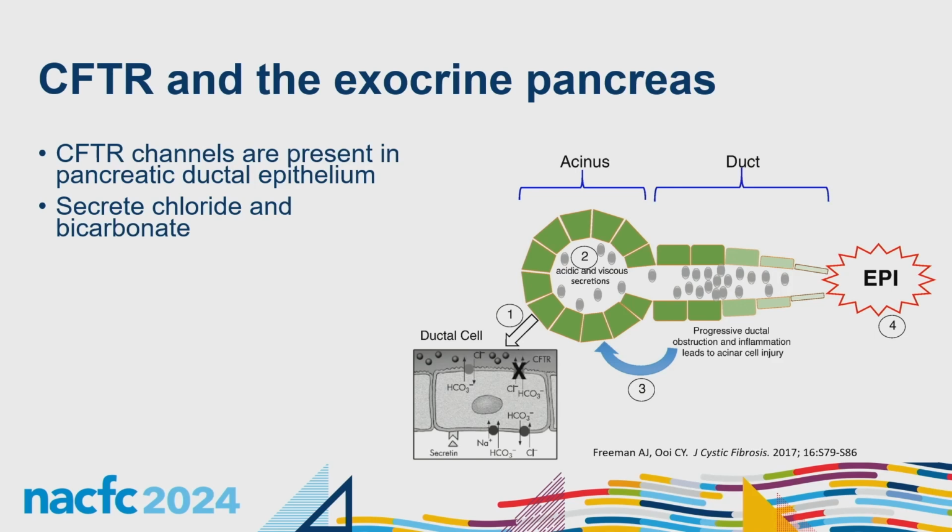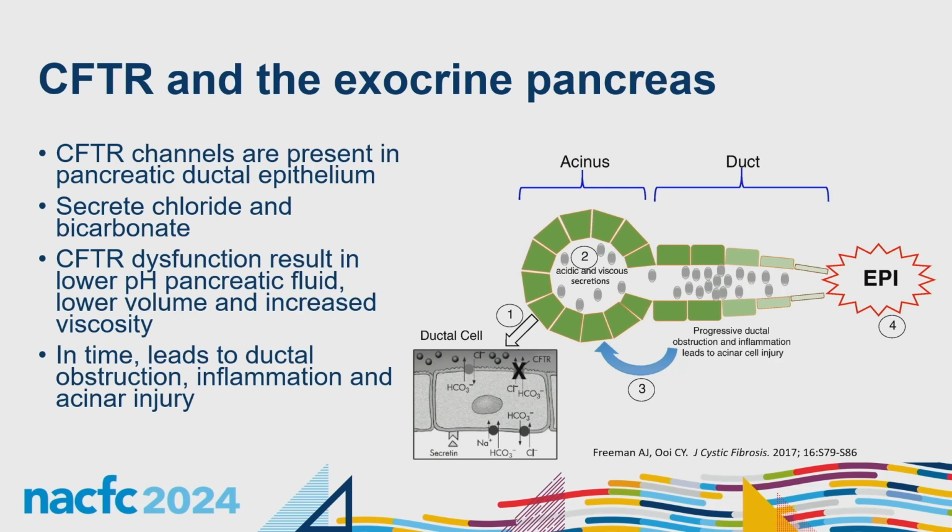CFTR channels are present in pancreatic ductal epithelium. They are responsible for the secretion of chloride and bicarbonate, which in turn drives fluid shifts into the pancreatic duct. This fluid is responsible for the transport of enzymes from the acinar cells into the duodenum, which help to digest or break down fat and protein nutrients. CFTR dysfunction results in impaired chloride and bicarbonate secretion, which in turn results in lower pH pancreatic fluid, lower volume, and increased viscosity. Over time, this thickened pancreatic juice leads to ductal obstruction, inflammation, and acinar injury, which ultimately results in pancreatic pathology.